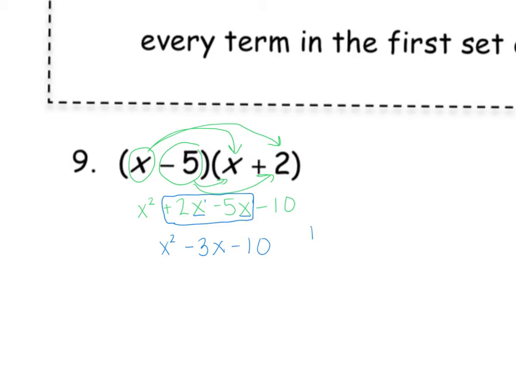Now this is a trinomial because it has 3 terms. First term x squared, second term negative 3x, third term negative 10. And if you want to use your vocabulary, this is also in standard form. How do I know it's in standard form? The exponents are going from greatest to least, right? They're descending.